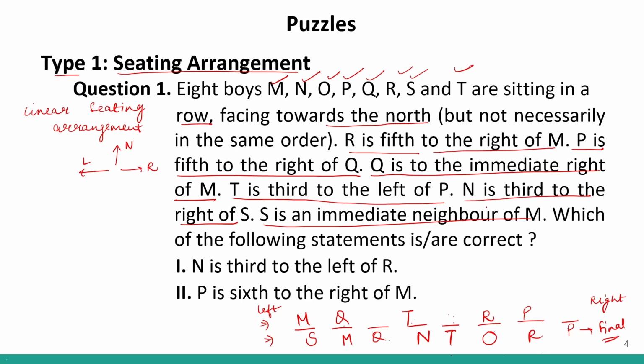The question says which of the following statements are correct. So we have to identify which statements are correct. First statement is N is third to the left of R. So R is over here, N is over here. N is 1, 2, 3. Third to the left of R. So this statement is correct. Okay. Statement number 2 is P is 6 to the right of M. So M is over here, P is over here. P is 1, 2, 3, 4, 5, 6 to the right of M. So this is also correct. So both these statements are correct.